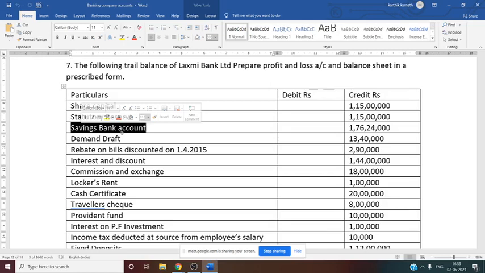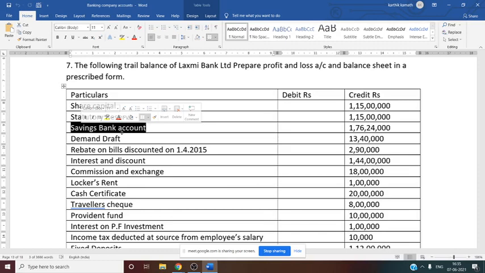Then demand draft. See this, demand draft is given here. So this we have to see where you are going to consider demand draft, whether it comes under loans and advances, demand draft, that we need to see. Then rebate on bills discounted. Rebate on bills discounted, date they have mentioned 1/4/2015. So this is the rebate on bills discounted calculated at the end of the previous year. That means the rebate on bills discounted given in the trial balance, that belongs to this particular year. That means it belongs to the present year. So that you have to consider, present year you need to add and next year information you need to deduct if there is any.